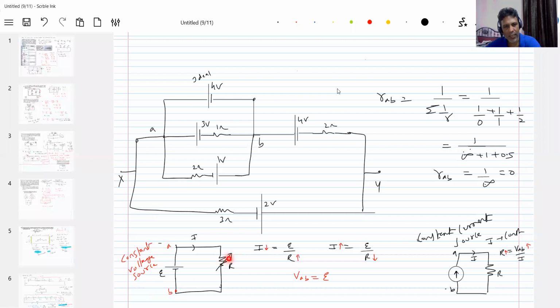If resistance R varies, the current will vary. But what happened to the applied EMF? That will remain constant. This is the meaning of the constant voltage source. The cell is designed in such a way that the potential difference across it will remain constant. When you design a cell, what happened to the terminal voltage? What happened to the potential difference? The EMF will remain constant.